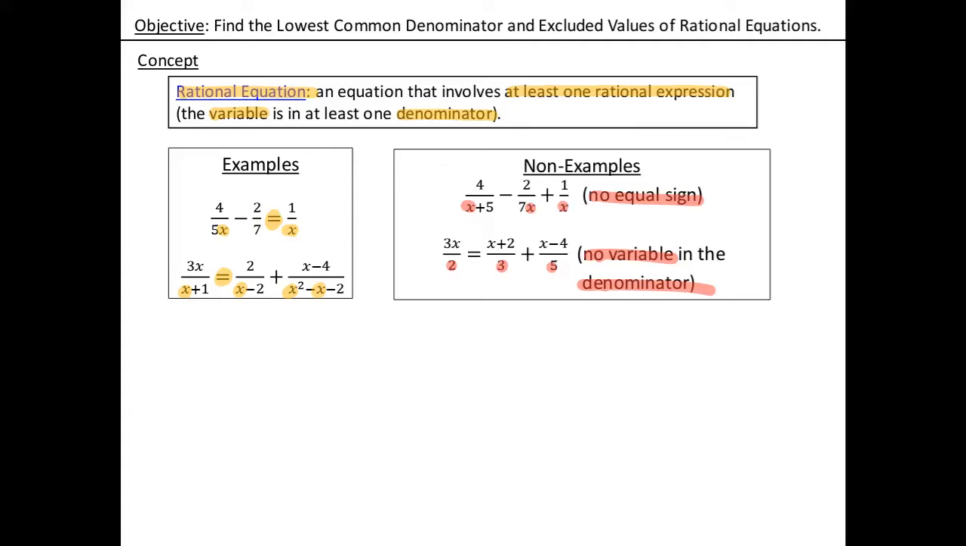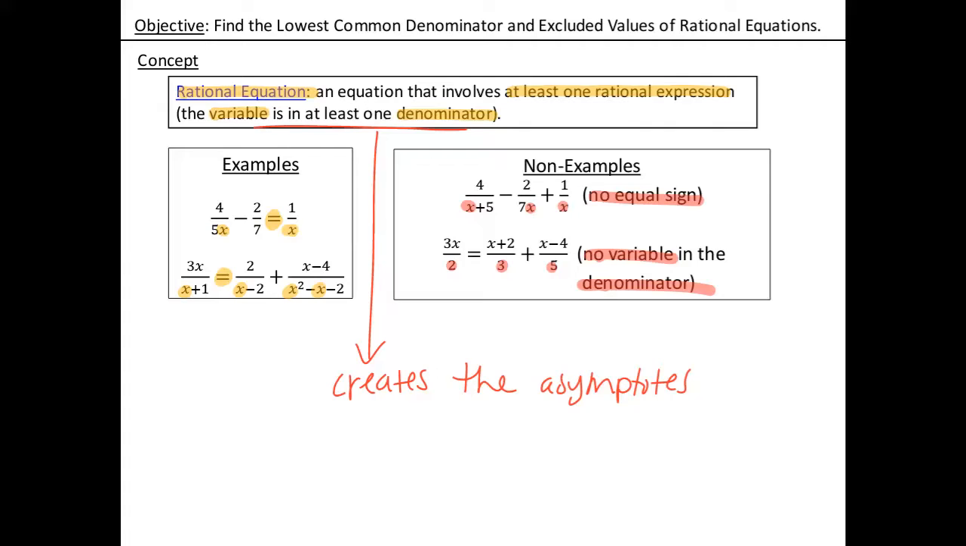Because remember, the whole point of rational equations, the variable in the denominator creates the asymptotes, because it creates the undefined values, and that's what makes it rational. Versus like the 2, 3, 5 in the denominator, I can't make any of that equal 0 any possible way. So for that second equation on the non-examples, there's not going to be any asymptotes, so it's not going to be rational. Okay?